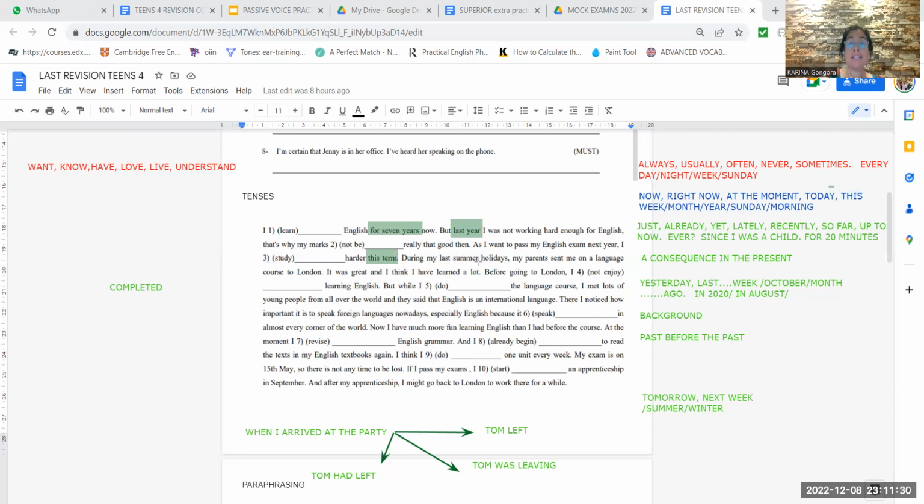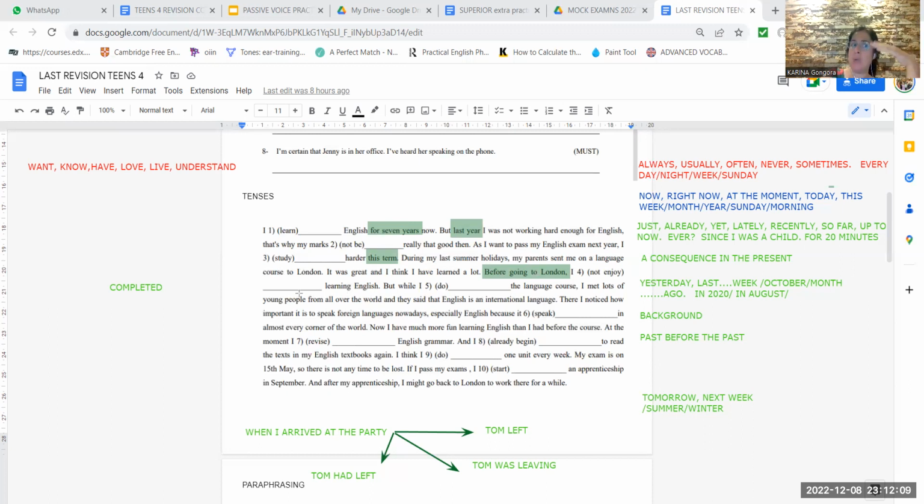Okay. During my last summer holidays past, my parents sent me on a language course to London. It was great, and I think I have learned a lot. Before going to London, going to London es del pasado. Yo acá tengo una acción que pasó antes de eso. So, este before going to London me dice que pasó antes de otra cosa en pasado. Yo ya fui a Londres y ahora esto que tengo acá es anterior.